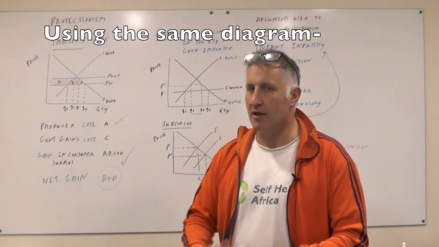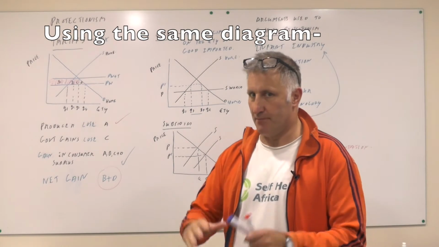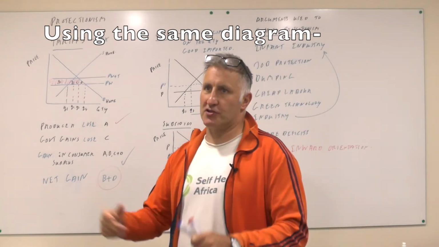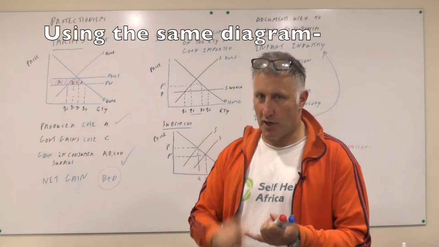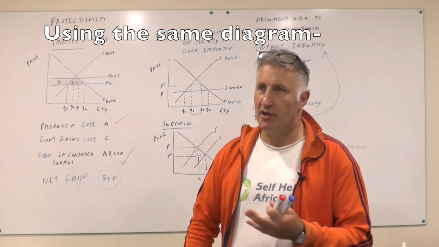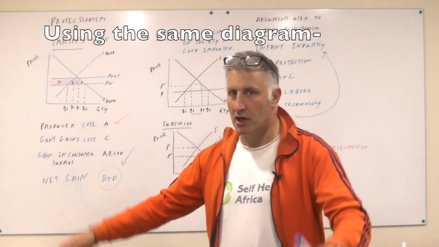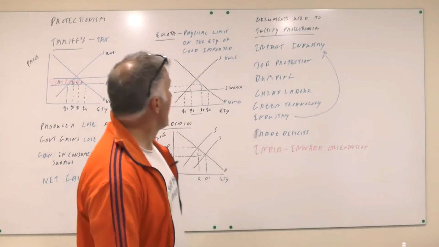So that's a pretty good reason against having protectionism. There are lots of other benefits of free trade: wider choice of goods, lower prices, dynamic efficiency and all those things that we did under the benefits of trade.